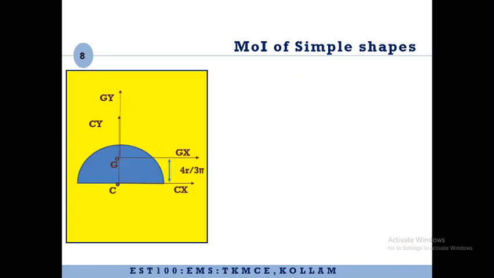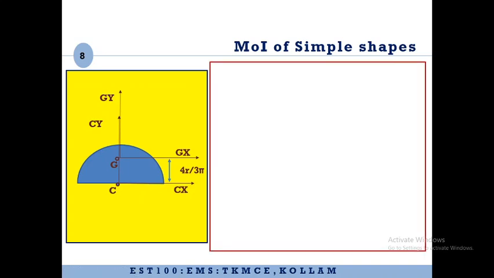Next, let us consider the case of a semicircle. So in this figure that is shown here, C represents the center of the semicircle and Cx and Cy represent x and y axis passing through the center of the semicircle. Similarly, the point G represents the centroid of the semicircle and Gx and Gy represent axis passing through the centroid of the semicircle. And we already know this relation, that is the centroid of a semicircle will be at a distance 4r by 3 pi.